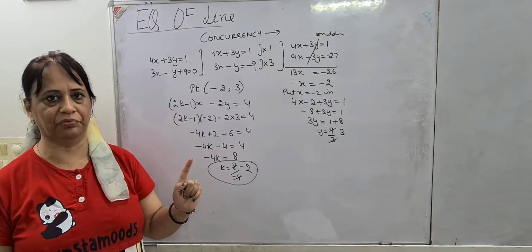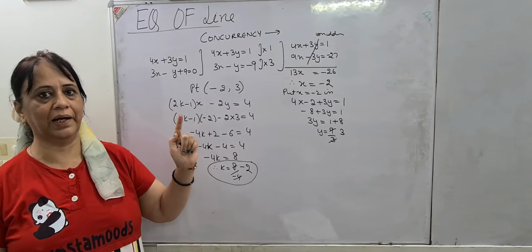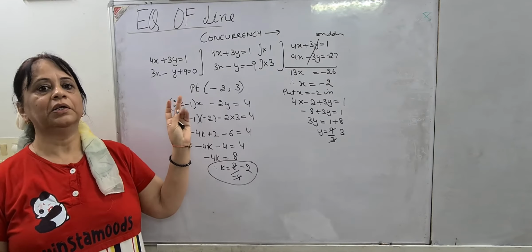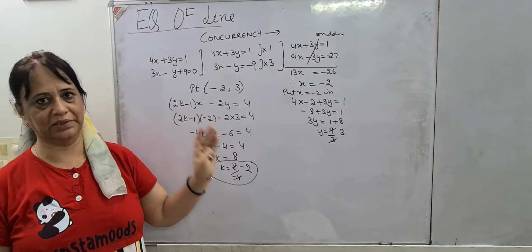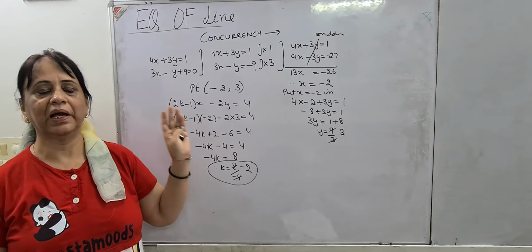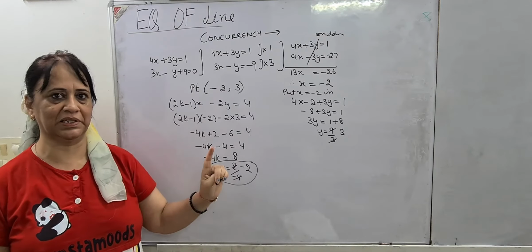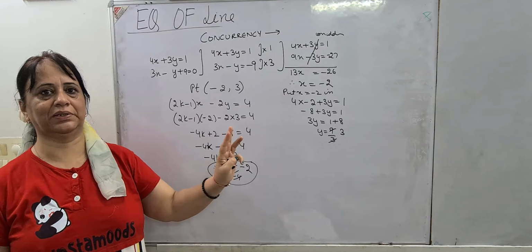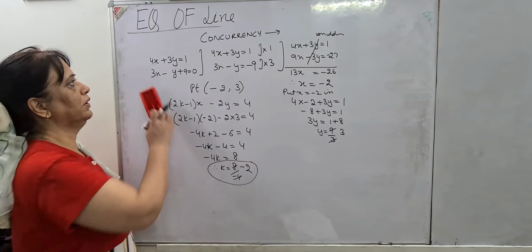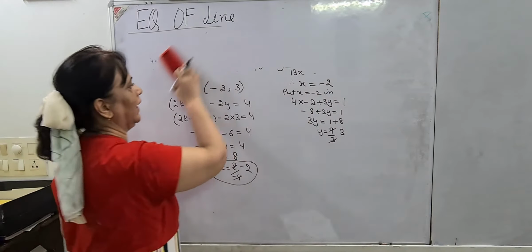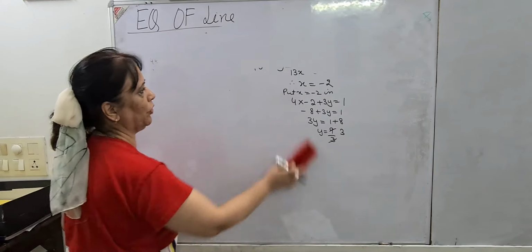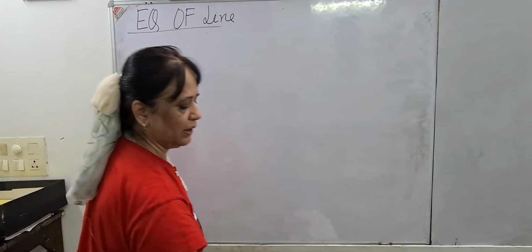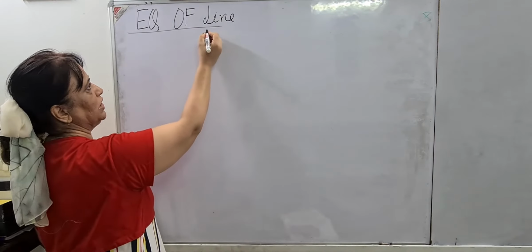Again repeating all the four concepts: lie, pass, contain, bisect the join, and last is concurrency. Four types of sums. Any one type you will get in the compulsory section, either of 2 marks, maybe 3 marks. Now moving on, because ultimately what is our aim? We have to form the equation of line. Now you are going to the final part of the chapter, step by step, equation of line.